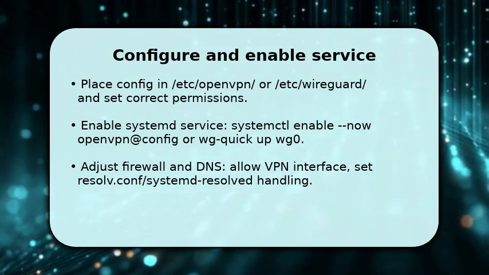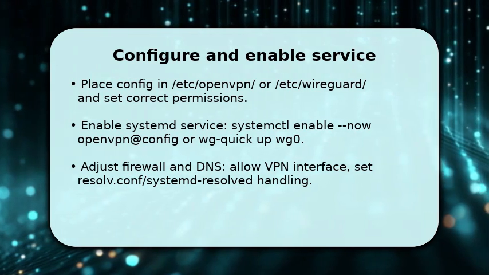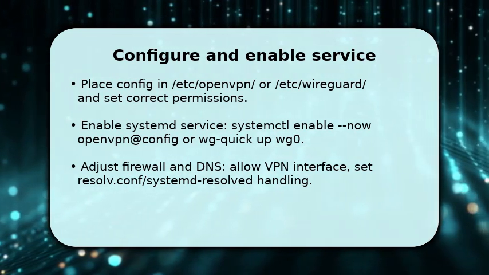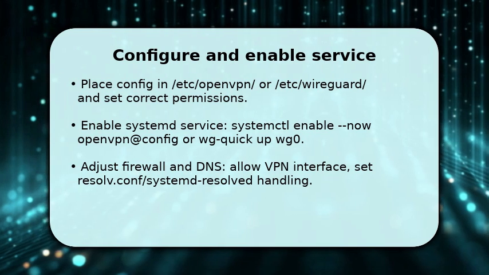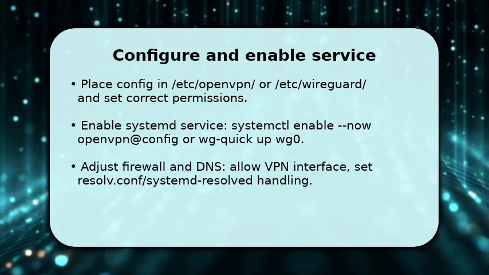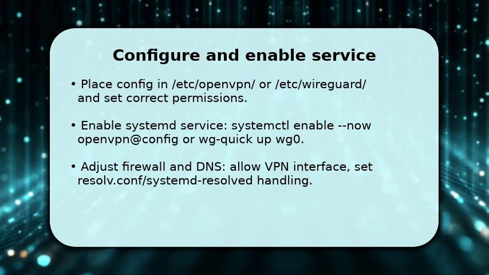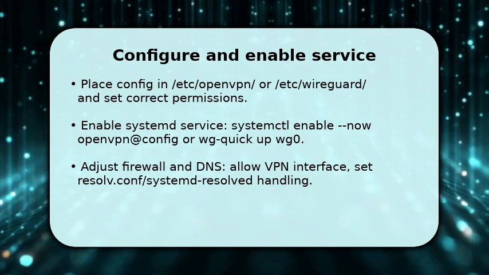Make sure to update firewall rules to allow the VPN interface and to prevent DNS leaks by configuring systemd-resolved or /etc/resolv.conf priorities. Check journalctl -u for immediate errors and confirm interfaces appear with.